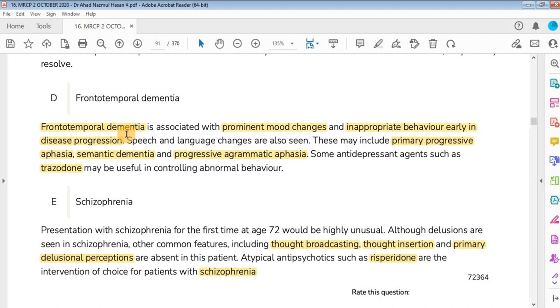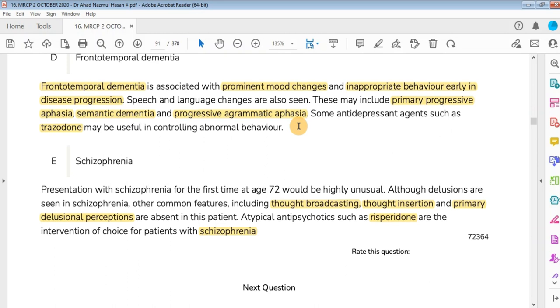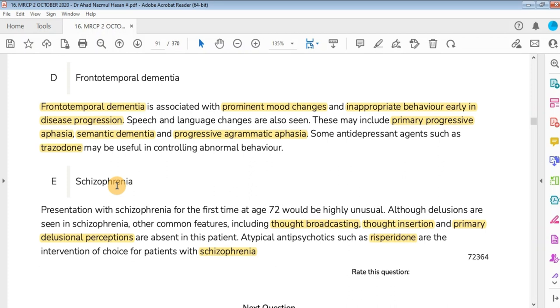Frontotemporal dementia is associated with prominent mood changes and inappropriate behavior early in the disease progression. Speech and language changes are also seen. This may include primary progressive aphasia, semantic dementia, and progressive agrammatic aphasia. Some antidepressant agents like trazodone, as well as paroxetine or fluoxetine, may be useful in the management of frontotemporal dementia. And acute schizophrenia will have thought broadcasting, thought insertion, primary delusional perception, and risperidone or olanzapine, this group of atypical antipsychotics, are the first line choice of drugs.